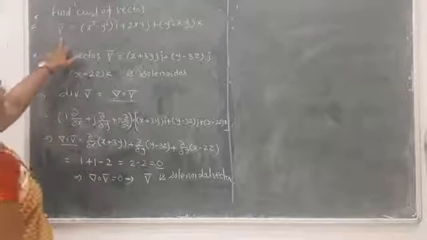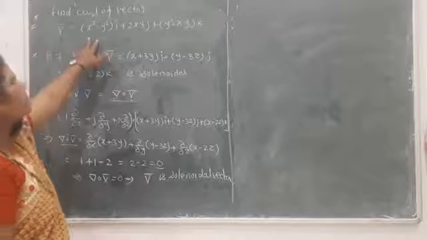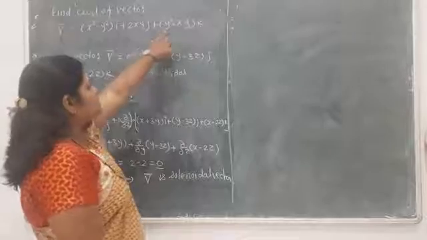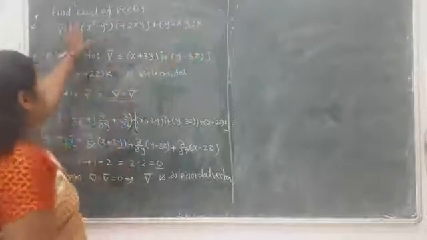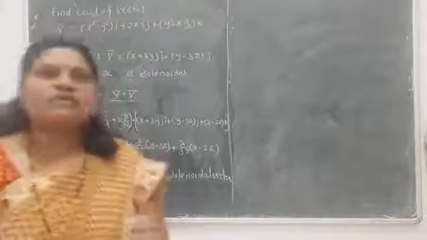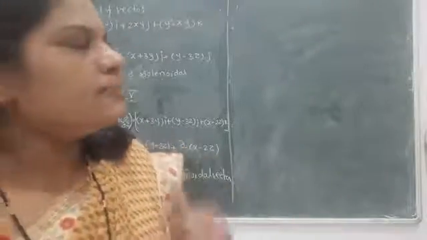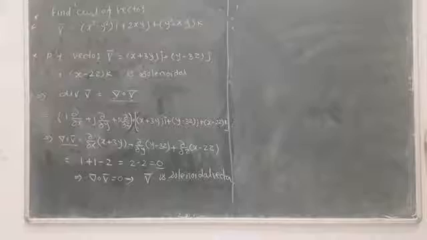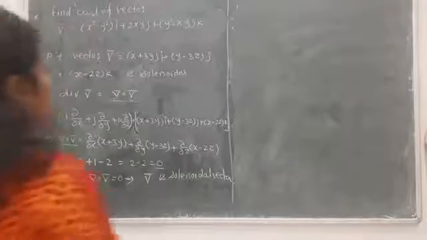Now we come to the next problem. We are given v bar as (x² - y²)i + 2xy j + (y² - xy)k, and we have to find the curl. Up to here, all the problems were on divergence, and now we come to the curl of a vector. We will see here one by one how to calculate the curl of a vector.